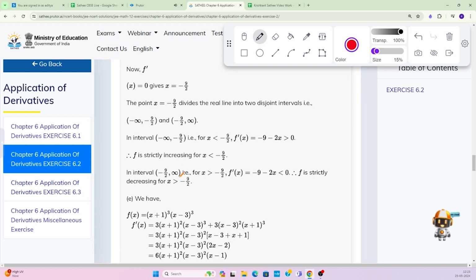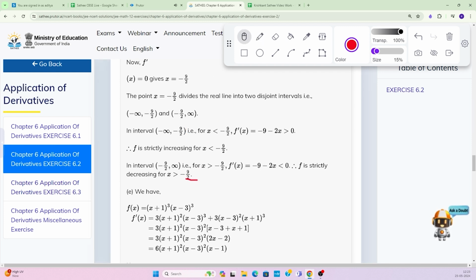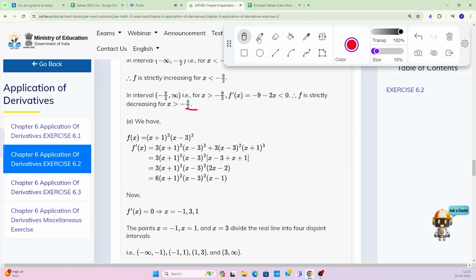Now the E part says this is your expression. First of all, find the derivative. The derivative will be just a product rule. You have to apply the product rule: U times V, derivative will be U derivative V plus V derivative U. So first of all, this will be untouched, and the derivative of this will be 3 times 3(x plus 1) whole square. Now plus, this will be untouched, and the derivative of this will be 3 times (x minus 3) whole square. Take things common.